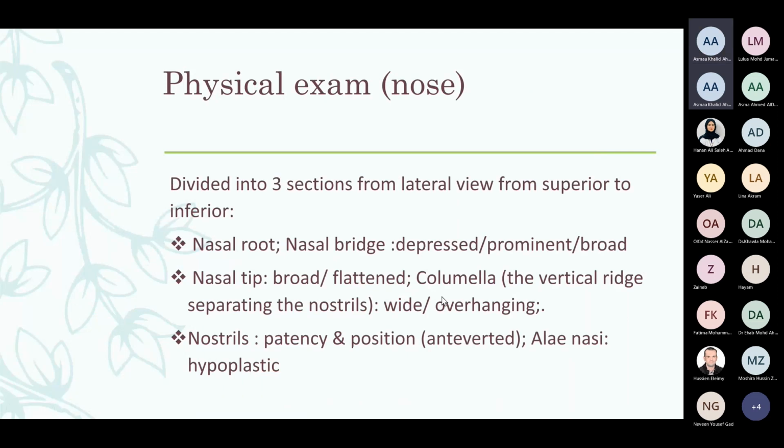Now, the nose. There are 3 sections from the lateral view, from superior to inferior, starting with the nasal root, nasal bridge, which may be prominent, broad, nasal tip, broad, flattened, columella, the vertical ridge separating the nostrils, wide or overhanging the nostril, the patency and the position, antiverted, and whether the alar nasi is hypoplastic or not.